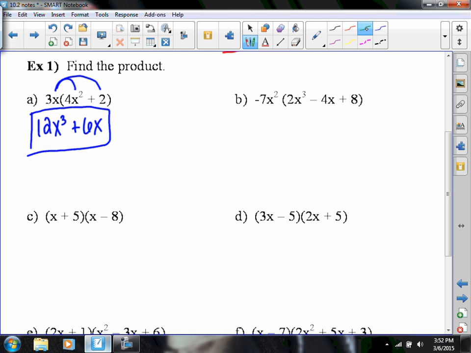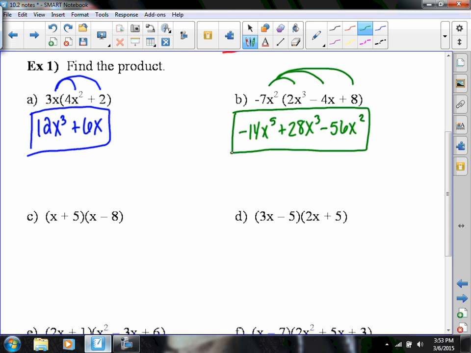For part B, same thing. I'm going to take this monomial, and now I'm going to multiply it by a trinomial. Well, I'm still going to multiply every single term in that trinomial by this monomial. So the numbers I multiply, the exponents I add. So I get negative 14x to the fifth. The negative 7 times negative 4 is a positive 28x to the third. And then negative 7 and 8 is negative 56, and then I have the x squared. Now again, I have x to the fifth, x to the third, x squared. I don't have any like terms, so I don't have to combine any like terms together. I'm done.